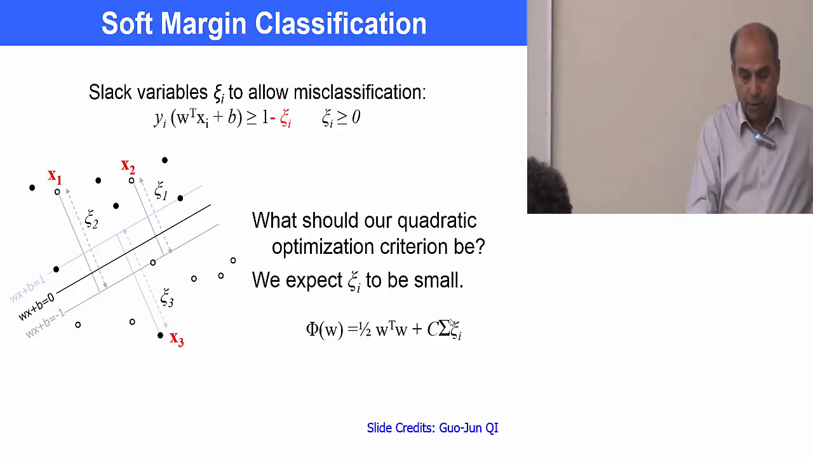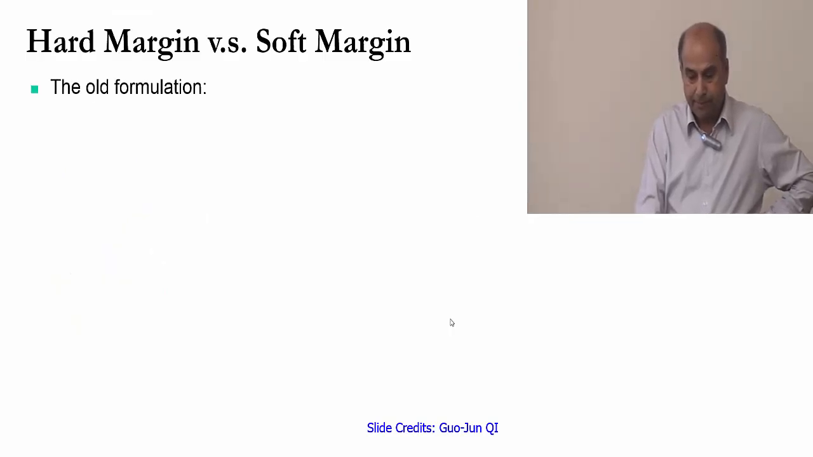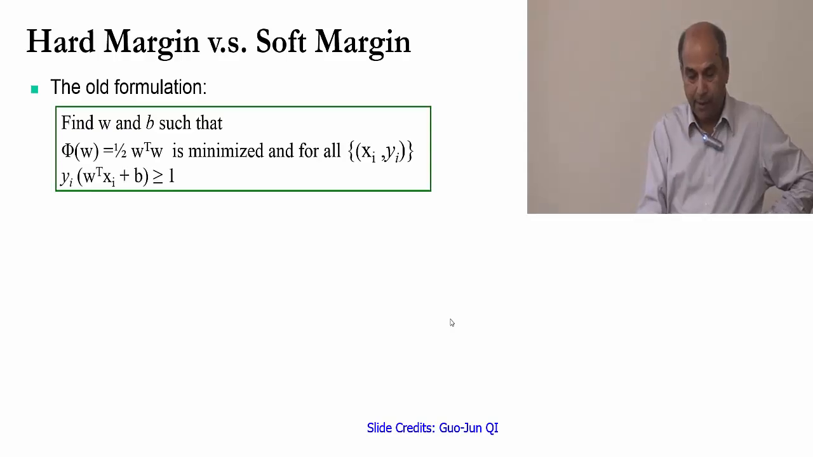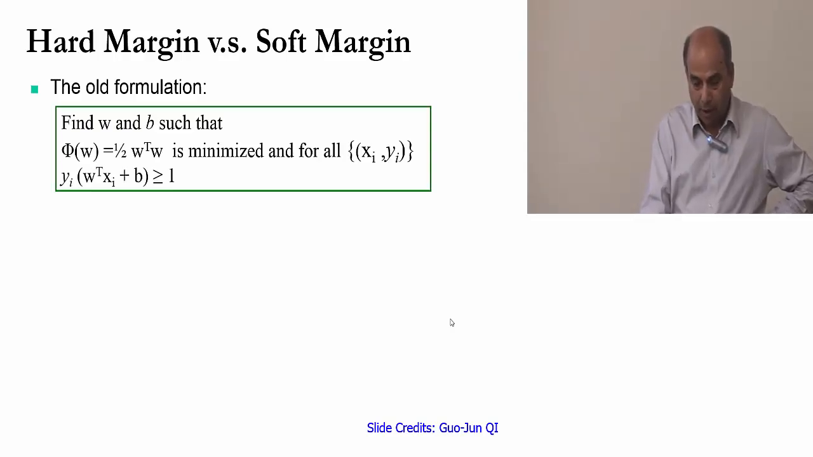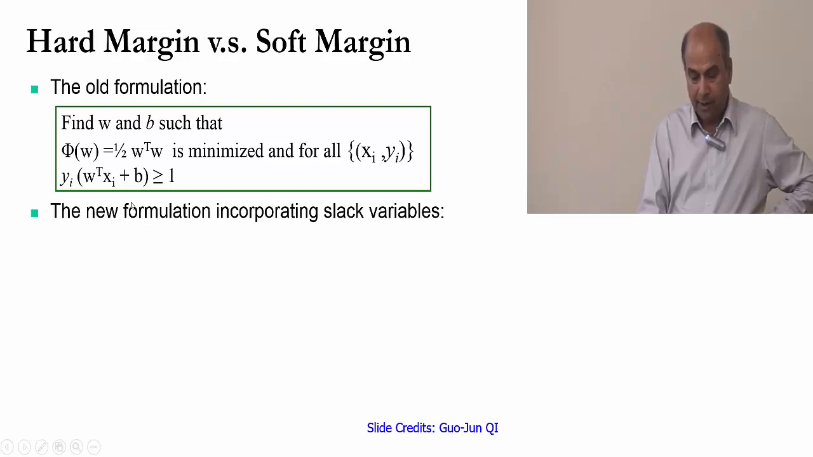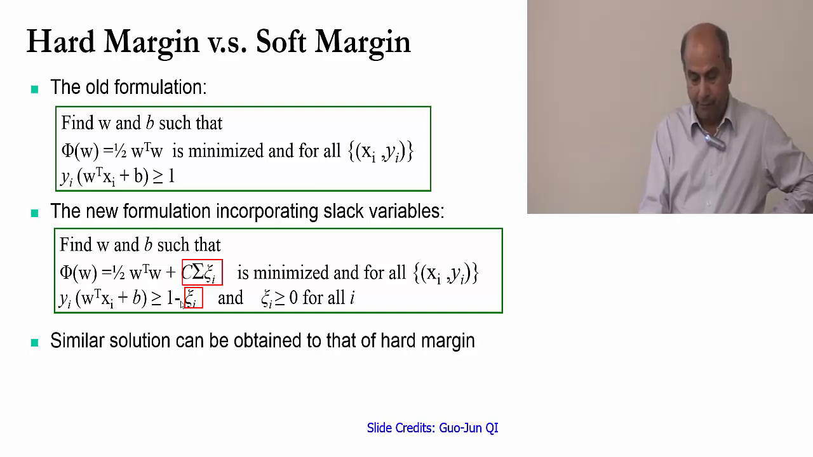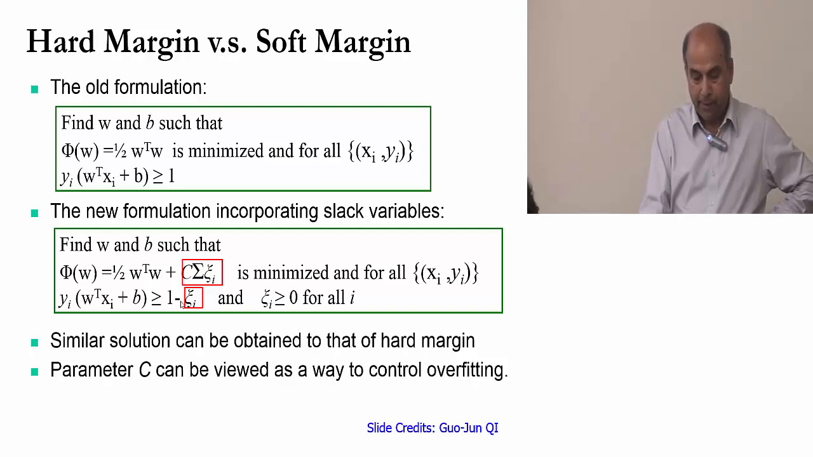Okay, so this is soft margin, and the old formulation was a hard margin. This is what we were doing. These were the constraints, and in the new formulation these are the constraints, and so these are the differences, and then we can find out those etas and so on that you will do.